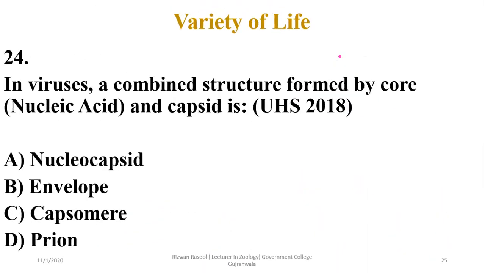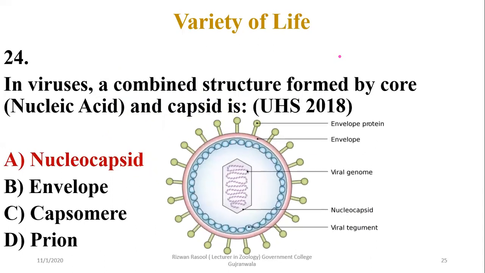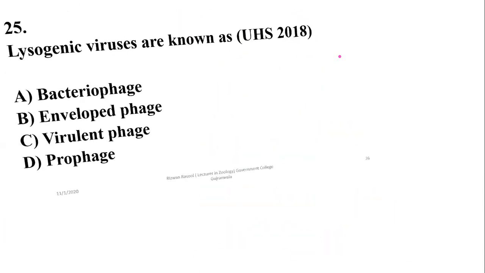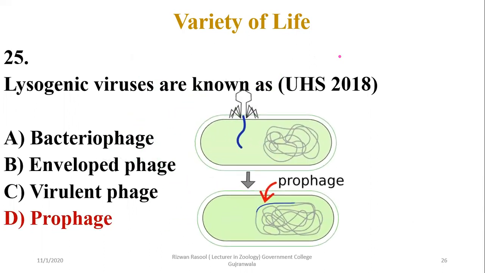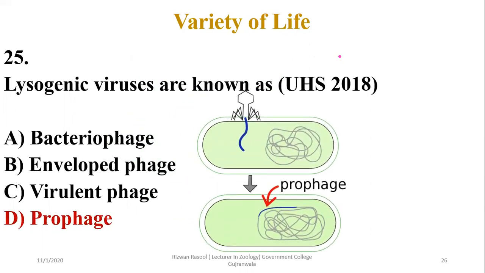In viruses, a combined structure formed by nucleic acid and capsid is known as nucleocapsid. Lysogenic viruses are also known as prophage viruses because they form prophage by incorporating their own DNA with the bacterial DNA. This portion has also been excluded in the recent syllabus.